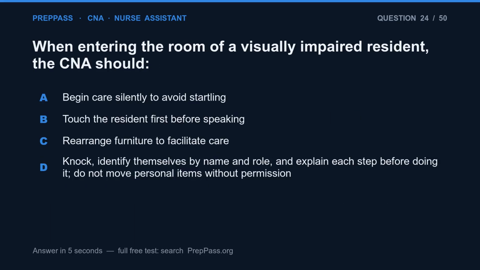Question 24. When entering the room of a visually impaired resident, the CNA should: A. Begin care silently to avoid startling. B. Touch the resident first before speaking. C. Rearrange furniture to facilitate care. D. Knock, identify themselves by name and role, and explain each step before doing it. Do not move personal items without permission.